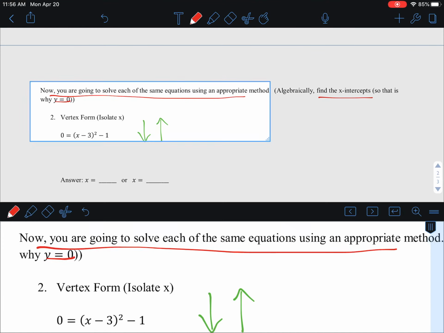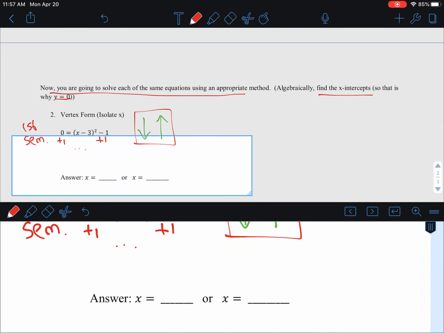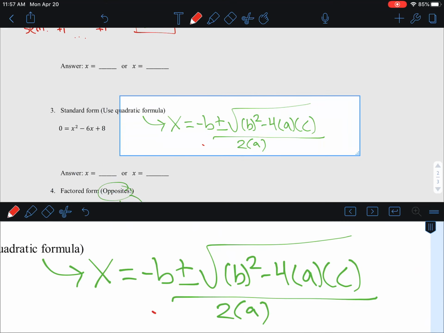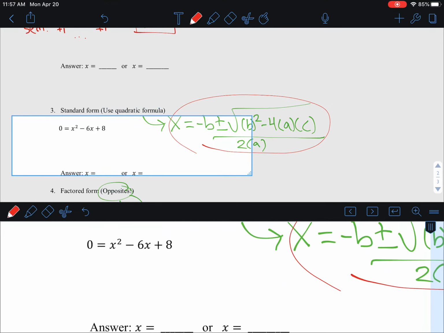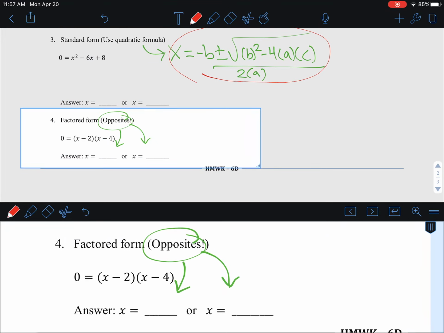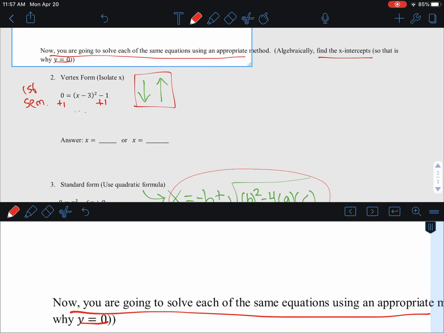Remember, when it's in vertex form, you can use your arrows from first semester. This is a first semester question. Now, if you want to solve it traditionally, you add 1 and then you continue that problem. Again, you should be getting the same x-intercepts as above. Standard form, remember, use the quadratic formula. So you have to do that. You can check my answer key if you need that. And then for factored form, really easy. Just do opposites. Hint, 2 and 4. But anyways, that's how you do this homework assignment.